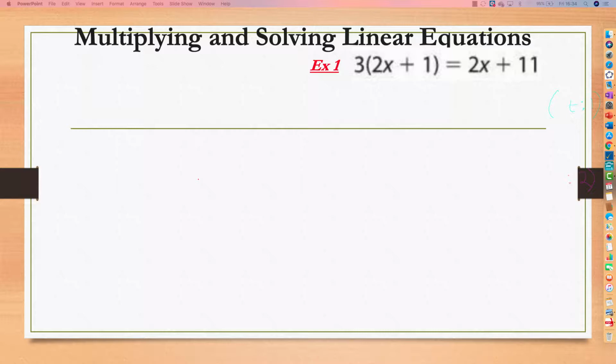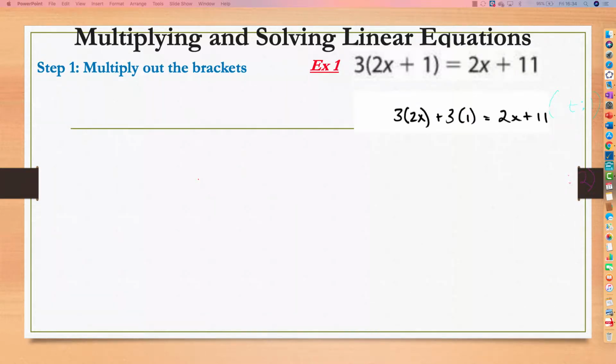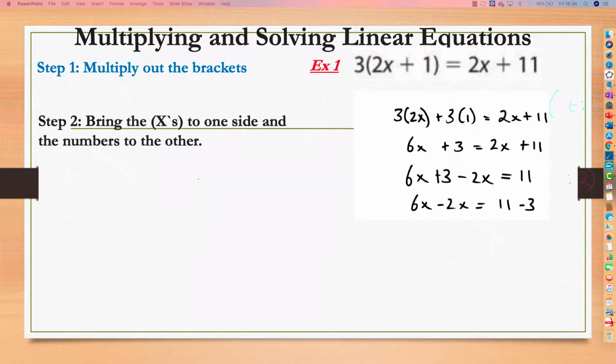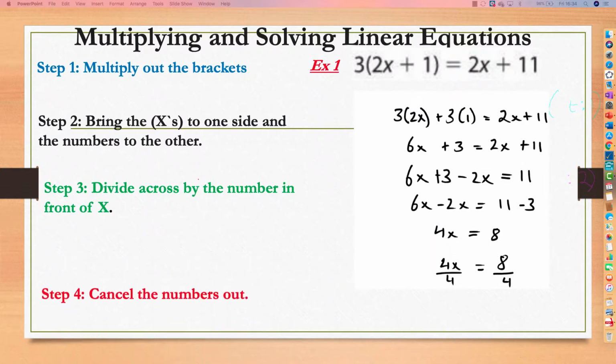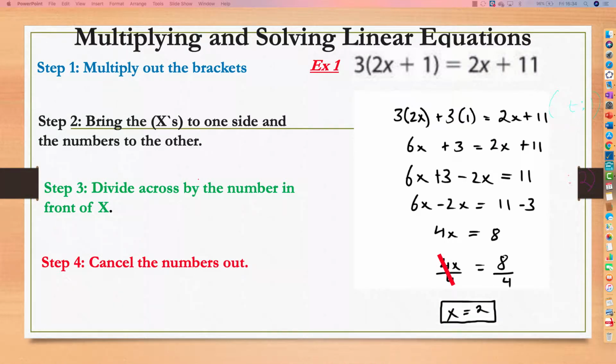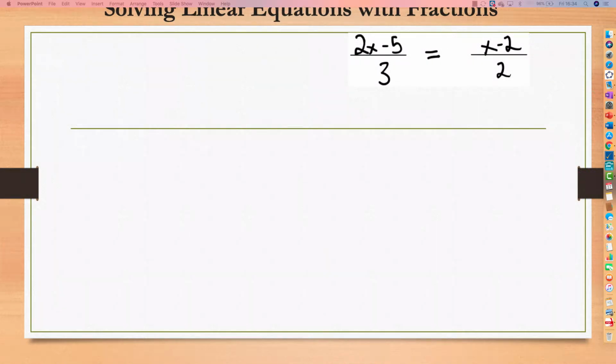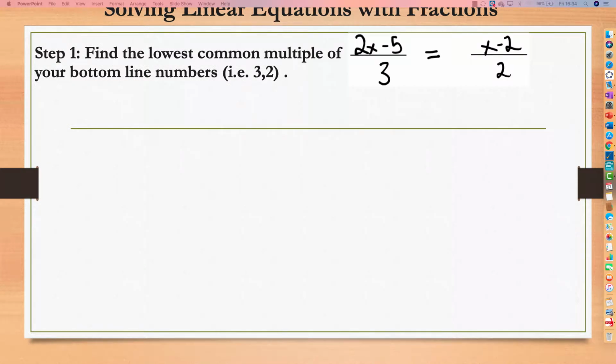What did you get? Let's look at it. So, 3 times 2x is 6x plus 3 is equal to 2x plus 11. x is on the left, numbers on the right. So that's 6x minus 2x is equal to 11 minus 3. 4x is equal to 8. And x is equal to 2. Good stuff. Right. Have a go at this one.